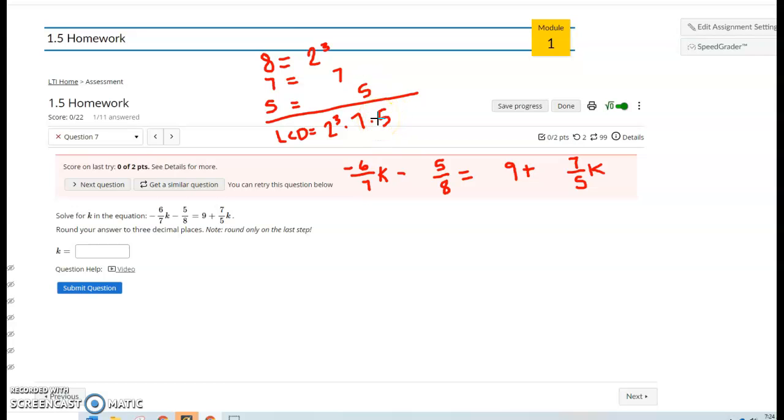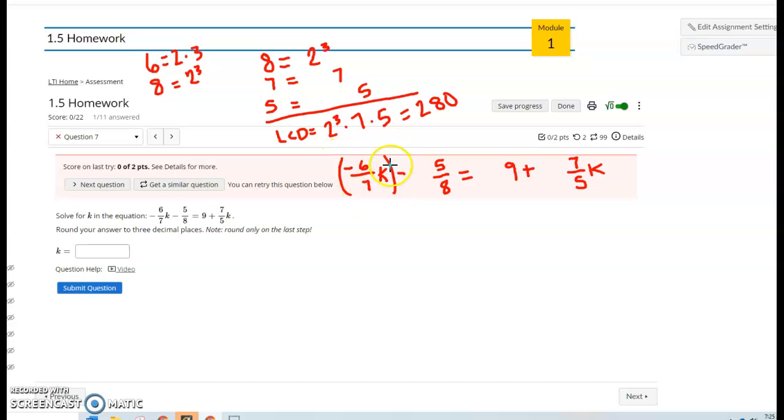So in this case, we're just multiplying each of these numbers by each other because they have no common factors. If you have something like 6 and 8, it's going to be smaller because we have a 2 times 3 and then a 2 cubed. So they have a common factor, it would make it a little smaller. But in the case of 8, 7, and 5, it's going to be big. 2 cubed times 7 times 5, which equals 280. Okay, so now we need to go and multiply each term by 280.